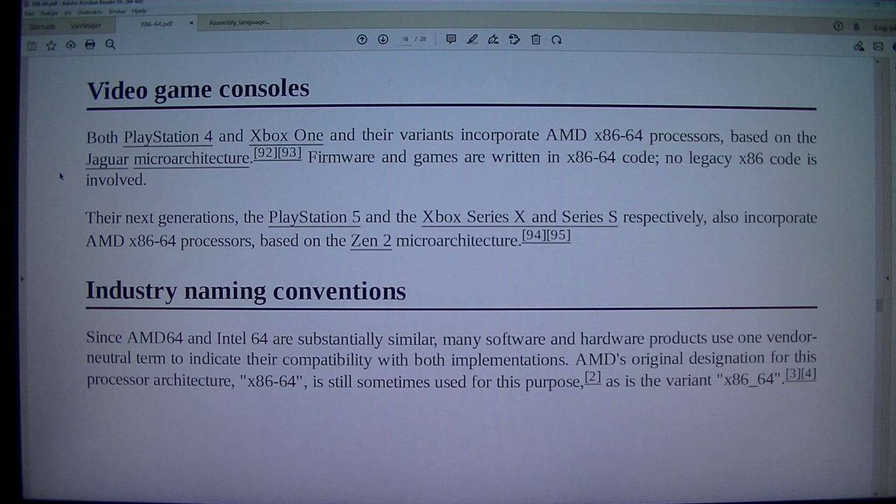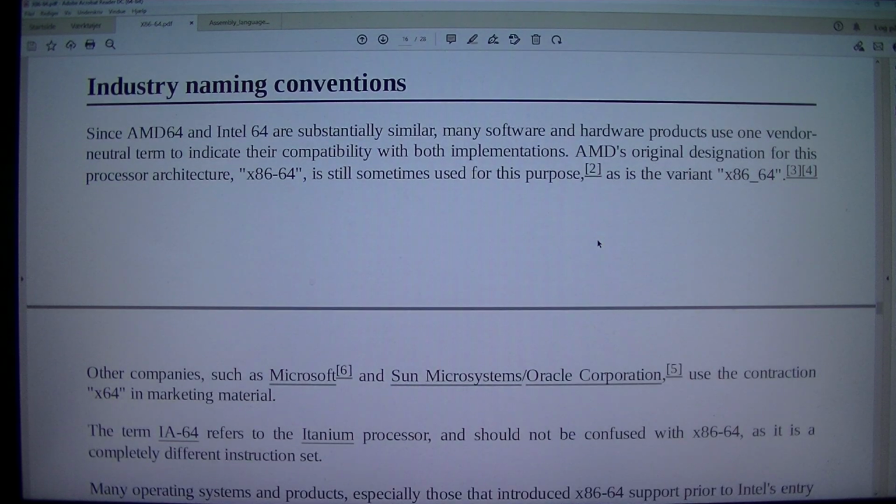Video game consoles. Both PlayStation 4 and Xbox One and their variants incorporate AMD x86-64 processors, based on the Jaguar microarchitecture. Firmware and games are written in x86-64 code. No legacy x86 code is involved. Their next generations, the PlayStation 5 and the Xbox Series X and Series S respectively, also incorporate AMD x86-64 processors, based on the Zen 2 microarchitecture.